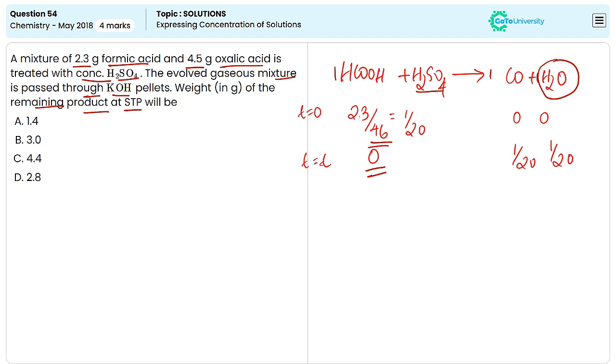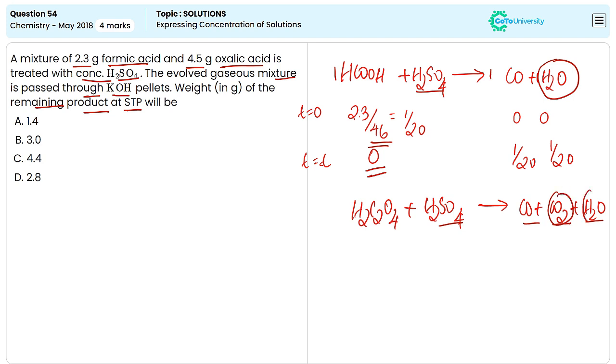Now the second reaction takes place in the same reaction mixture, oxalic acid reacting with sulfuric acid. Then the products are carbon monoxide, carbon dioxide and water. Water will be again absorbed by sulfuric acid, and it is given here the produced gaseous mixture is passing through potassium hydroxide pellets. So the carbon dioxide will be absorbed by potassium hydroxide. So the remaining gas in the second reaction is carbon monoxide, because CO2 and H2O are removed.